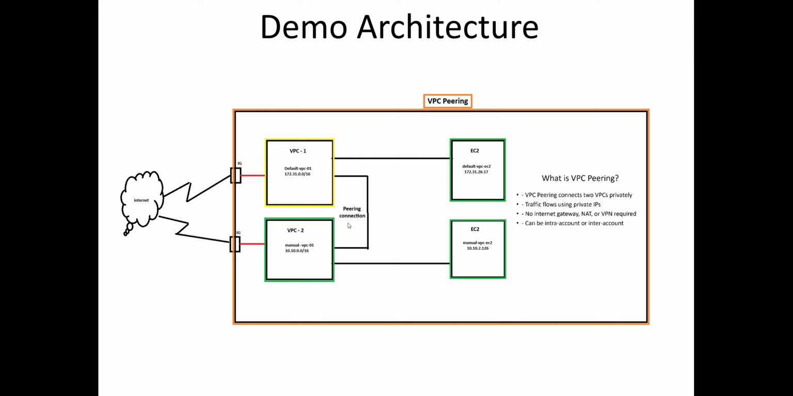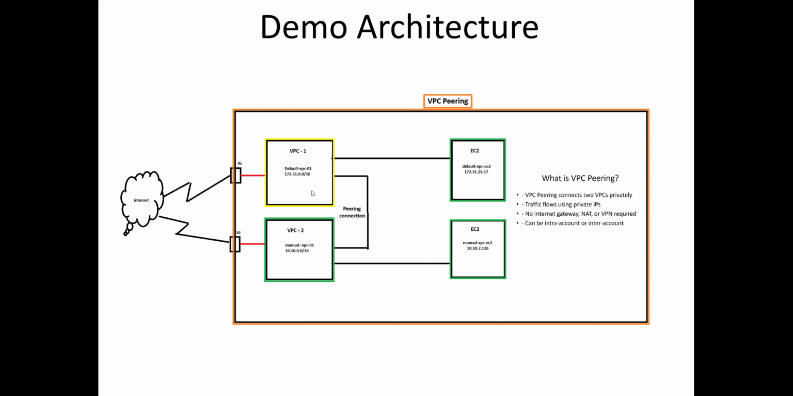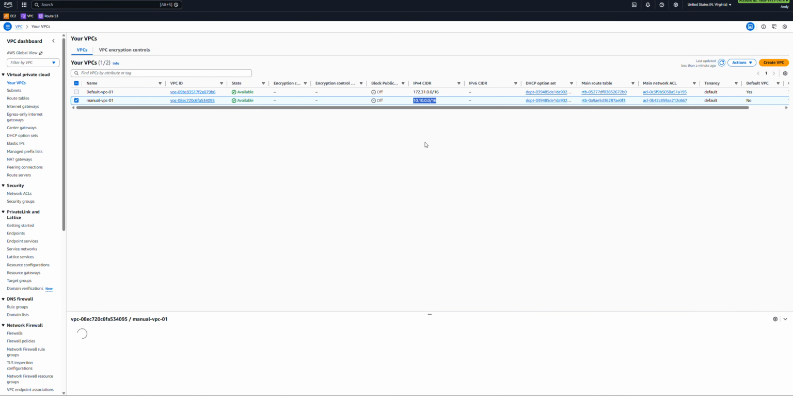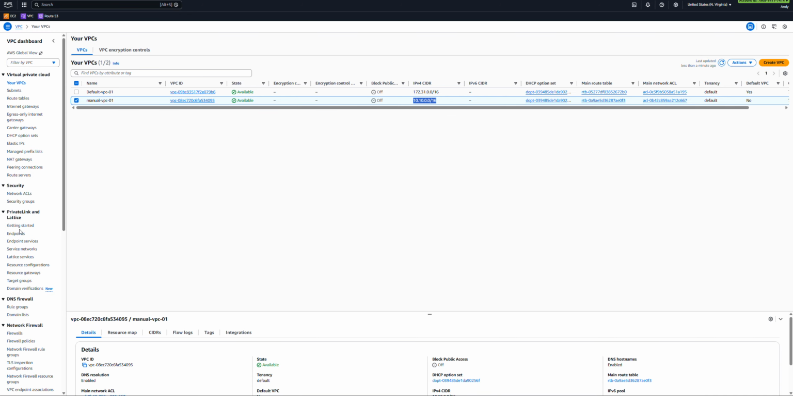Default VPC1, manual VPC1. The CIDR range for this one starts with 172, and the other one is the 10.10 series. So yeah, this is good. We are in good hands for now, and let's check for our EC2s now.